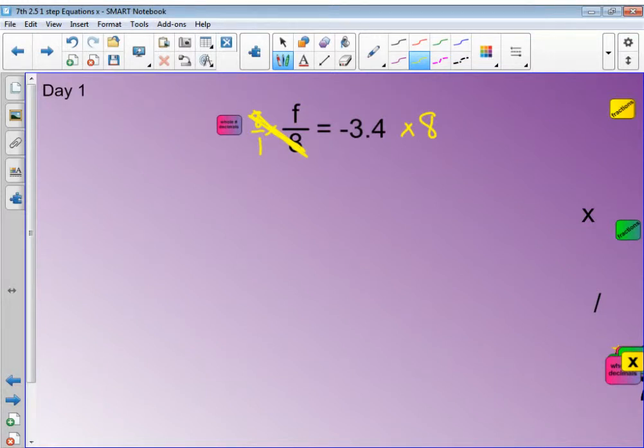So now I've got -3.4 times 8. Well, I know I'm going to get a negative answer. So it's going to be f equals a negative. And then I'm going to look at this as 34 times 8. And yes, you could use your calculator. So I get 272. I had one number behind a decimal, so one number in my answer, I get -27.2.